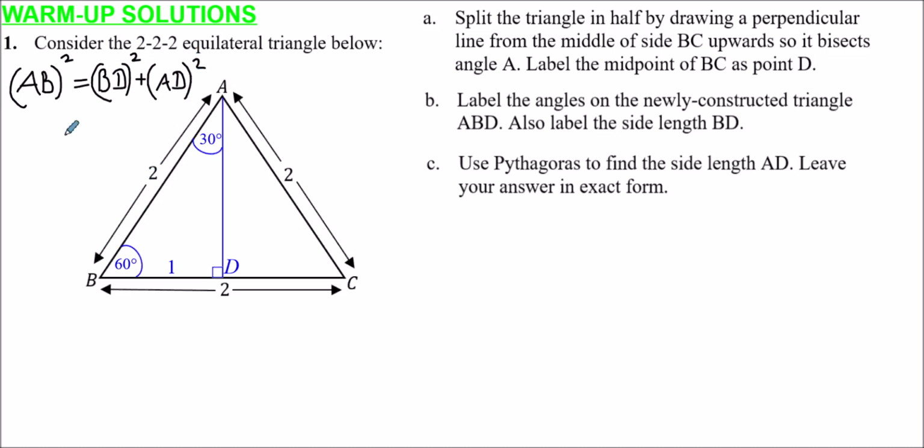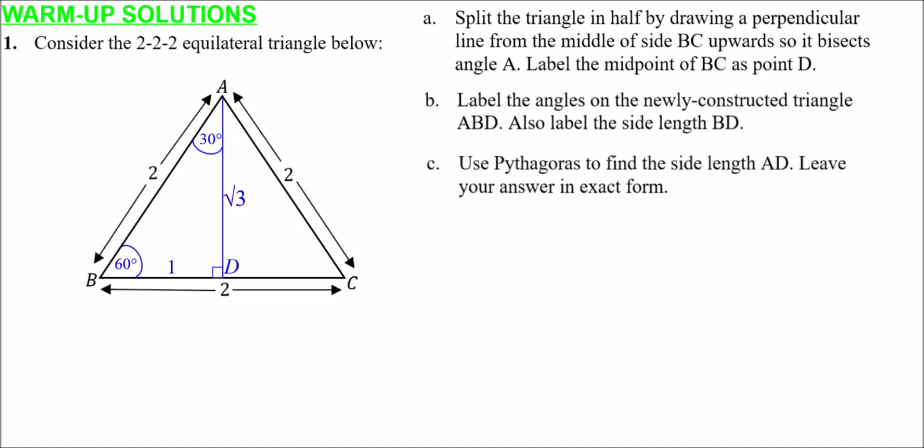AB is 2, so this means 2 squared equals BD squared. BD is 1, so that's 1 squared, plus AD squared. We can now make AD squared the subject and rearrange. So AD squared is 2 squared minus 1 squared, which is 4 minus 1, which is 3. Therefore AD is going to have a length of root 3. Then we can label this on the diagram, like so. Now we're nearly there.